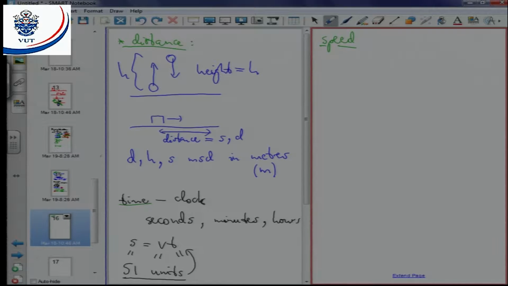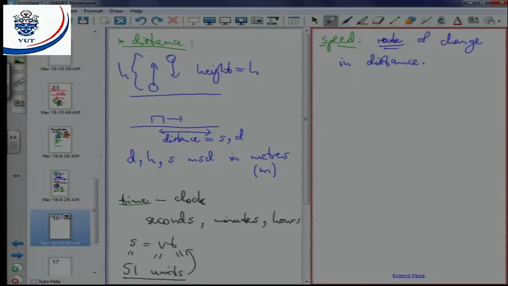So what is speed by definition? So speed is the rate of change in distance. Okay, so how quickly we change our distance, and rate means per unit time.